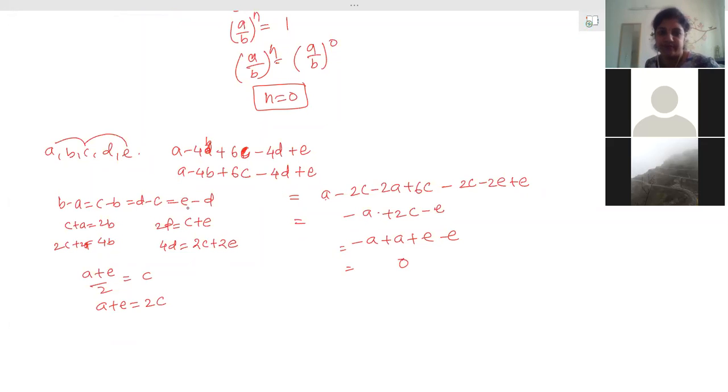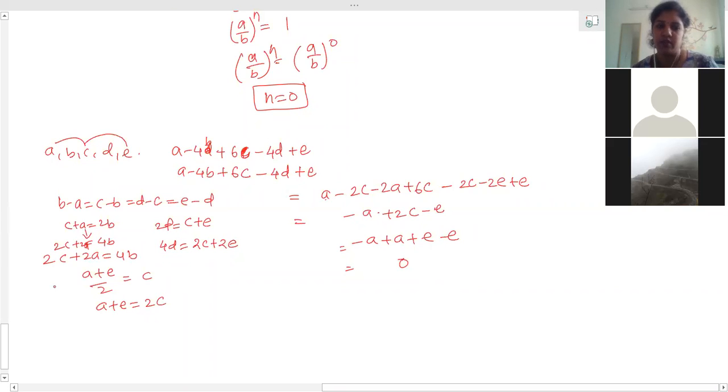Got it? Have you got it? Ma'am, I didn't understand one part. How did you get 2C is equal to 4B, ma'am? I didn't get anywhere. Ma'am, 2C plus 2A is written here, multiplied. This term is multiplied with 2. 2C plus 2A is equal to 4B.